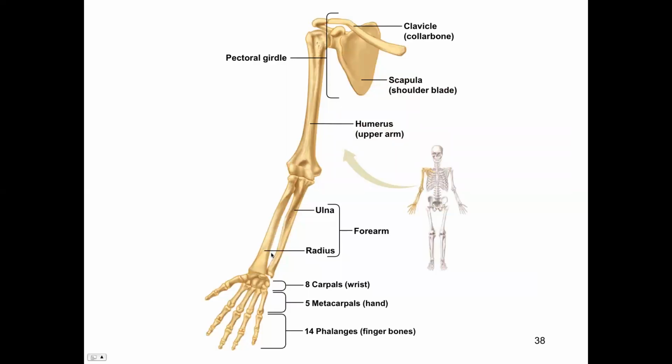So the radius radiates around the ulna. The ulna is the one that's not by your thumb. So the radius is by the thumb. Okay, so that will help you try to remember that. The radius is also the bigger one.